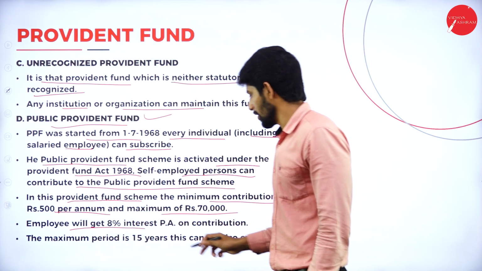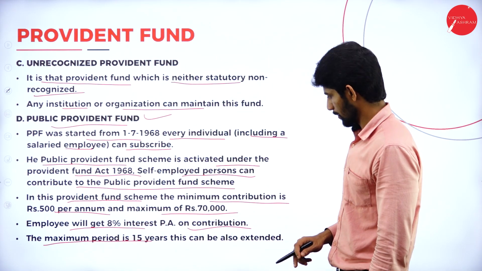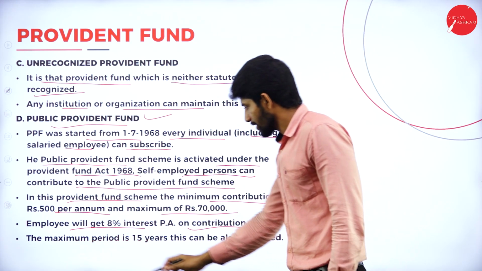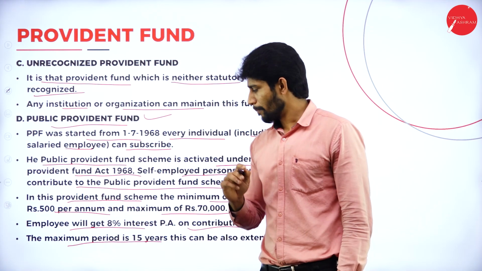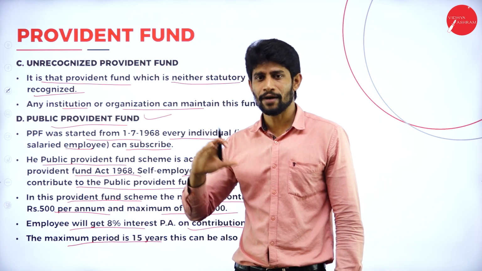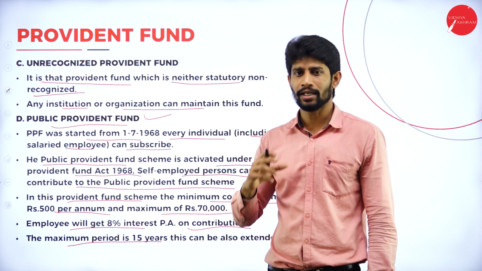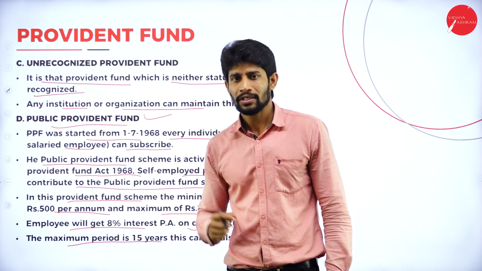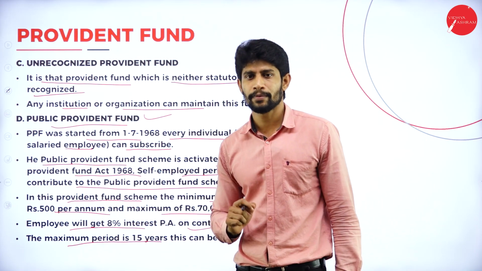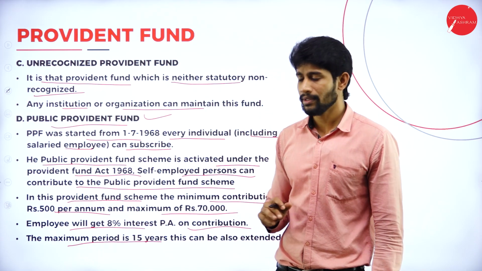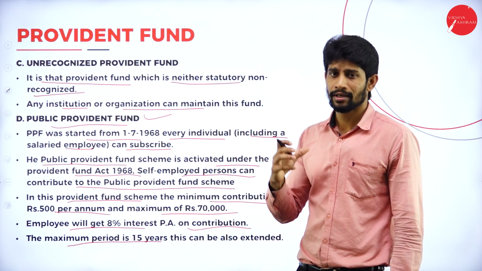The employee will get 8% interest per annum on the contribution, and the maximum period is 15 years, which can also be extended. So at most they can invest up to 15 years, and after that they can extend it. Any individual, even a self-employed person, can contribute to the public provident fund. The minimum contribution is 500 per annum and the maximum is 70,000 per annum, with 8% interest per annum and a maximum duration of 15 years.